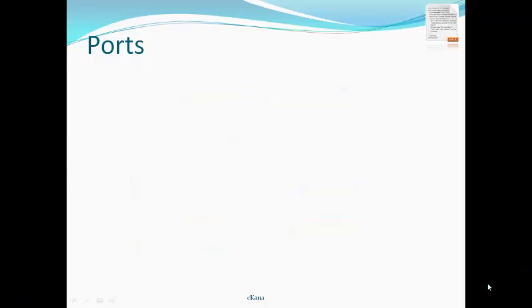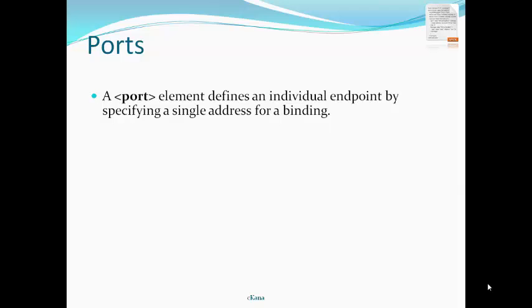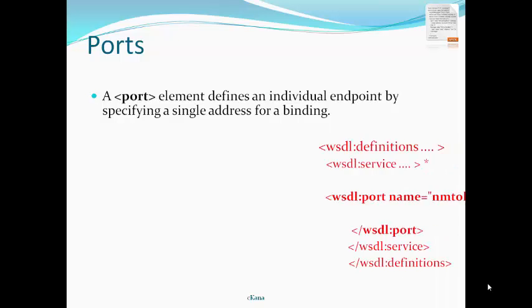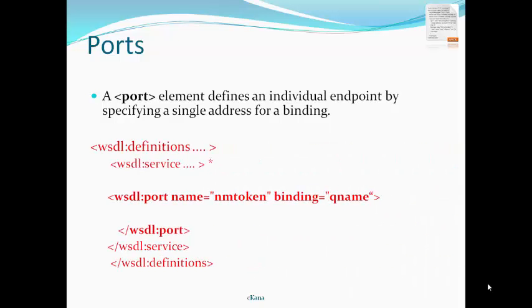Ports. We will now talk about the ports element. A port element defines an individual endpoint by specifying a single address for a binding. The grammar to specify a port is as follows. The port element has two attributes, name and binding. The name attribute provides a unique name among all ports defined within the enclosing WSDL document. The binding attribute refers to the binding using the linking rules defined by WSDL.